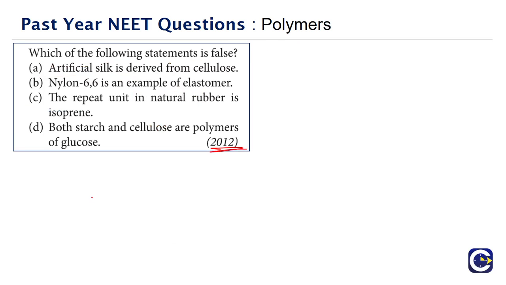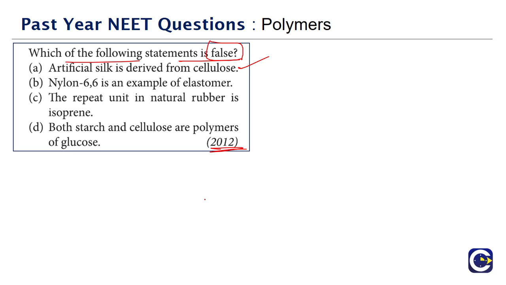This is the kind of theoretical question that has come in 2012. Which of the following statements is false? So we need to identify which is the false statement. Option A is artificial silk is derived from cellulose. Yes, the artificial silk is derived from basically cellulose. That is the correct one.